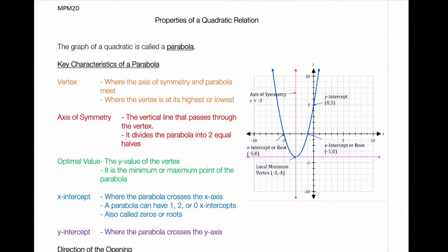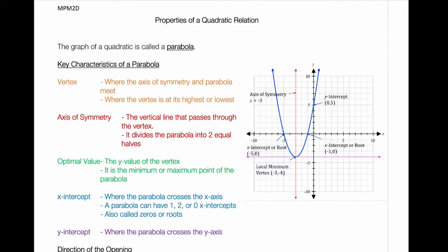In today's note, we're just going to go over some of the properties of a quadratic relation. Now, some of this you may have seen already, and it may be familiar from the last note, and some of it may be new, but we're going to cover it again, and you can use this as a summary of all the different properties.